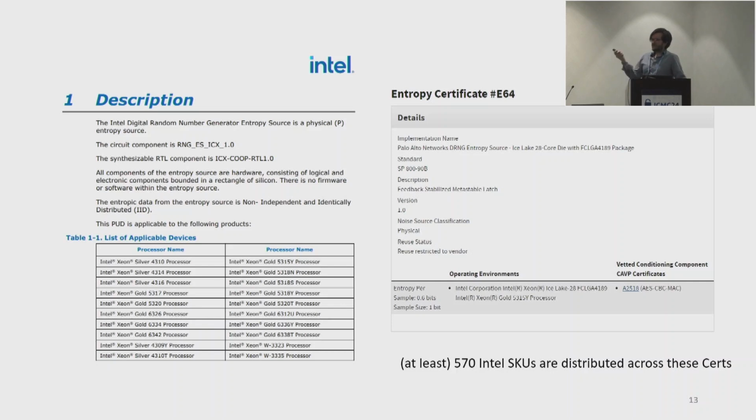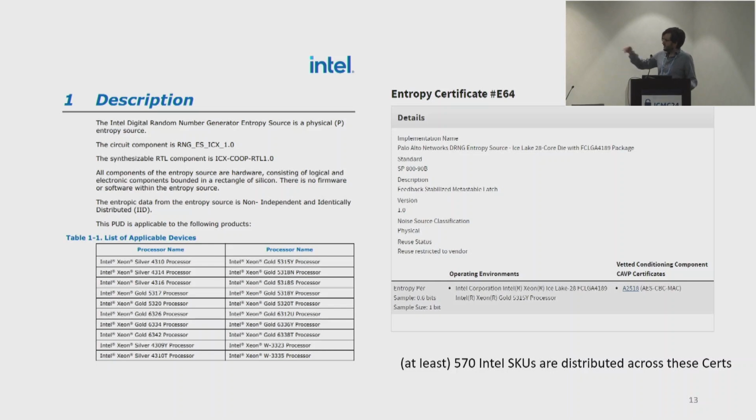So overall, there are at least 570 different SKUs across all of the certificates of Intel RDRAND, RDSEED that have been certified so far. And I say at least because this was a very manual process. I went through and counted on each of them, and if I missed one, that's quite possible. So at least 570 Intel SKUs have been distributed across these certs.